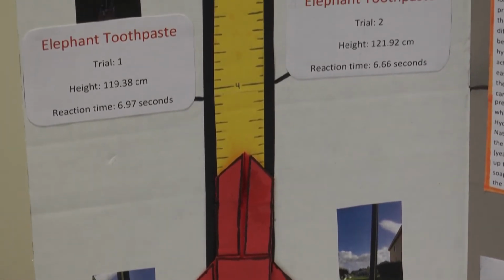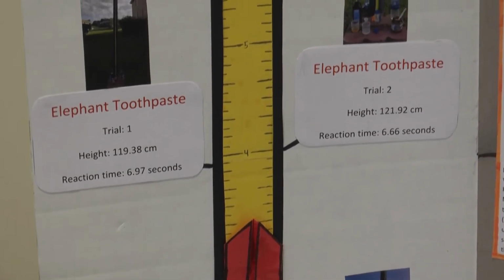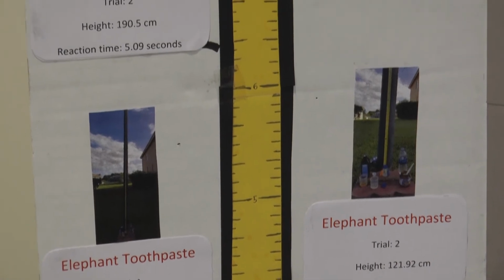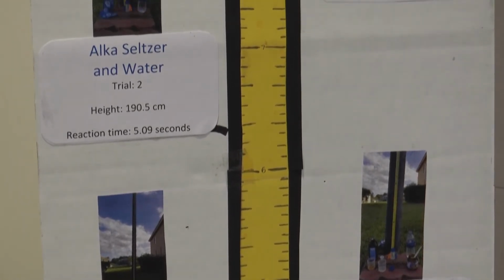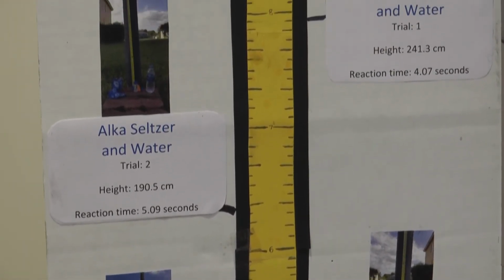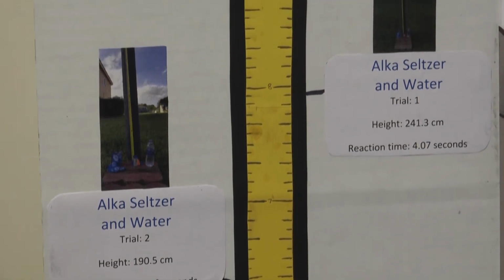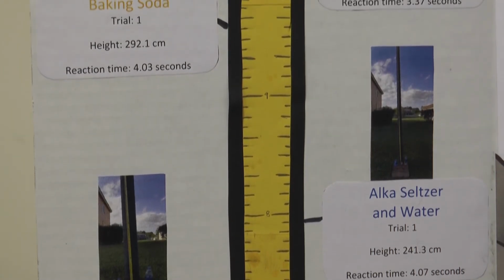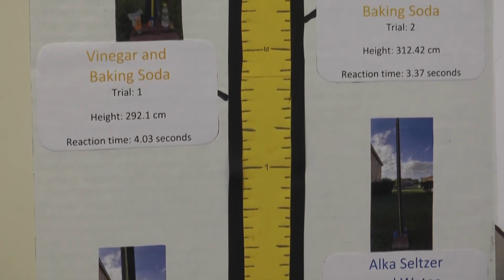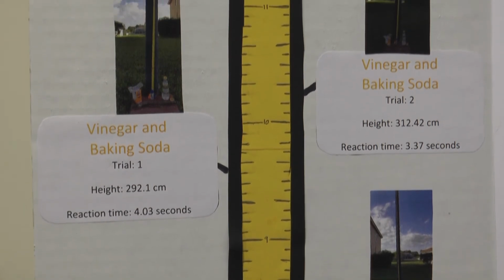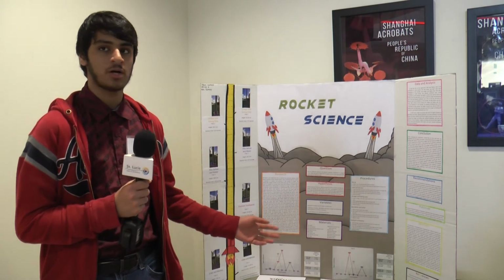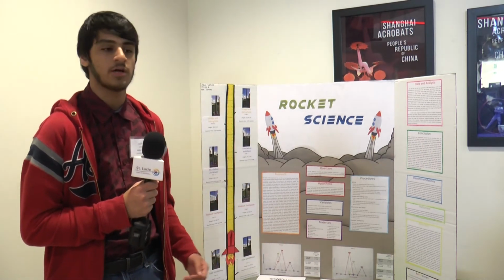And so my hypothesis originally was that the vinegar and baking soda would go the highest and the Coke and Mentos would go the lowest, because Coke and Mentos is a physical reaction and vinegar and baking soda is a direct acid to base reaction. My hypothesis was mostly correct, but some of it was not supported by my results, as Coke and Mentos actually did go the lowest. Vinegar and baking soda did go the highest, but the height to reaction time ratio was higher for Alka-Seltzer in trial 2, while I had predicted it was going to be higher for vinegar and baking soda in both trials.